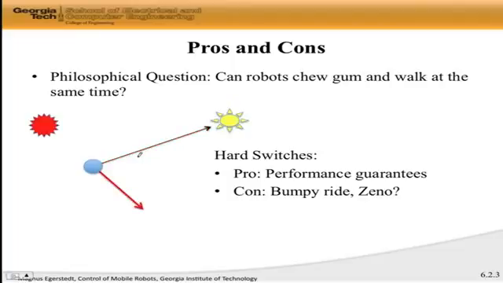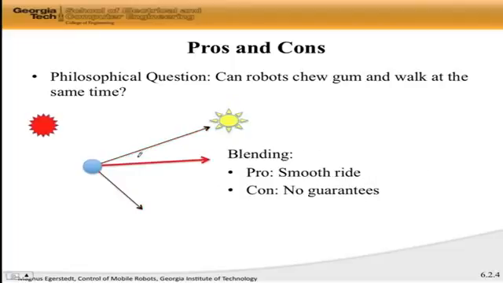The other alternative, of course, is to blend the two behaviors. So the answer to this philosophical question would be yes, robots can indeed chew gum and walk at the same time. They can avoid slamming into things and go towards goals. And I'm going to argue that all of us, when we're walking around, are trying both not to walk into other people and to go to the particular place we're interested in going to. So we do it all the time. Why shouldn't we let the robots do it?